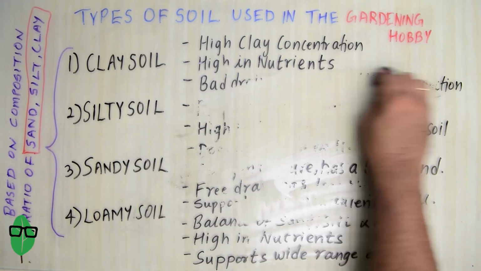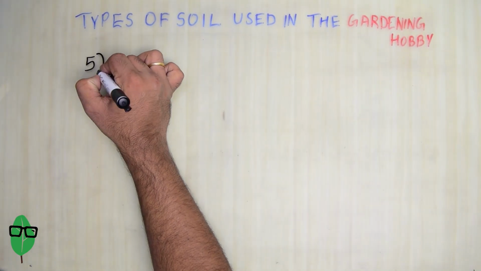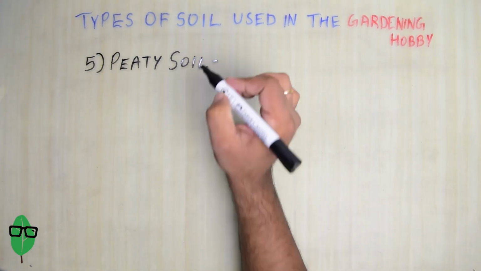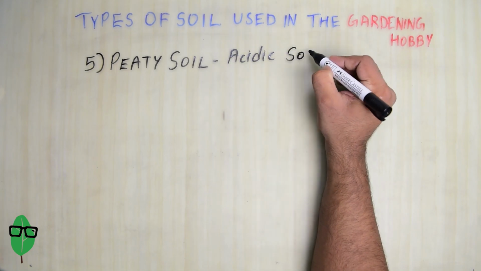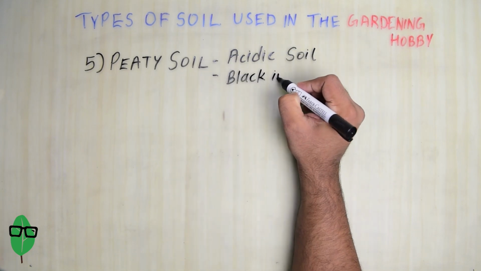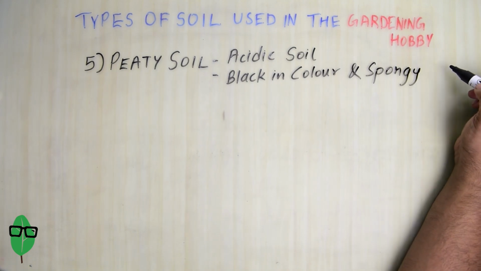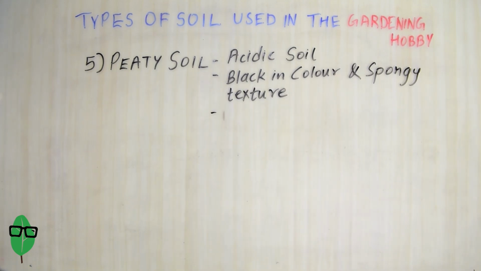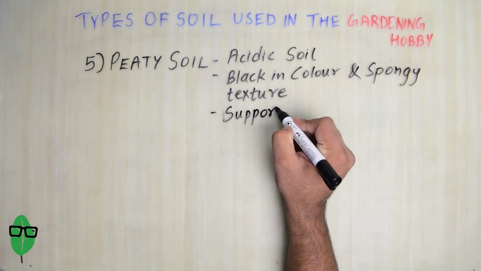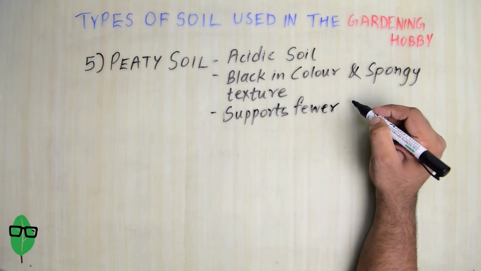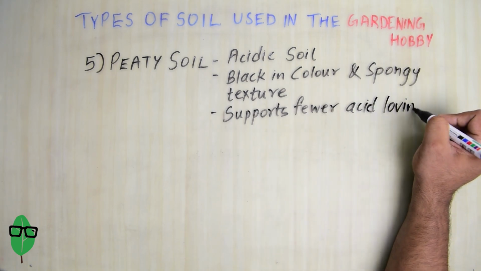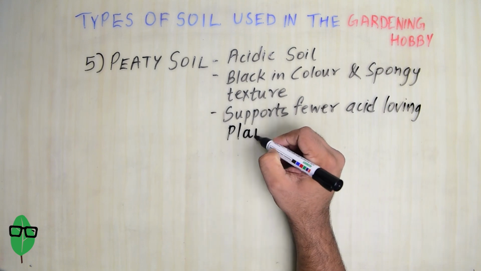We look at the next one, peaty soil. Peaty soil is acidic in nature. It's acidic soil. It's usually black in color and pretty spongy. It has a spongy texture and it supports a fewer range of plants. Generally, very acid-loving plants will do well in peaty soil, like azaleas and hydrangeas.